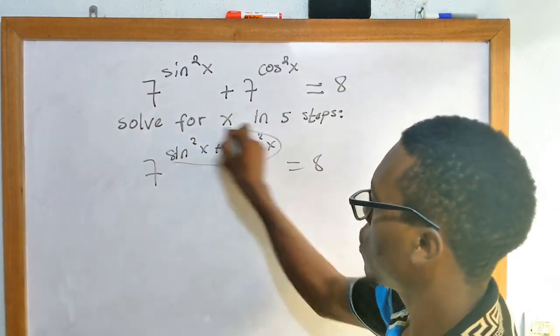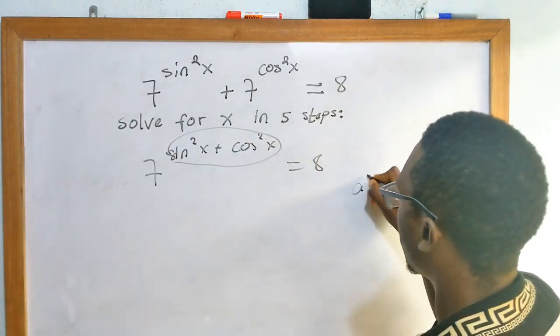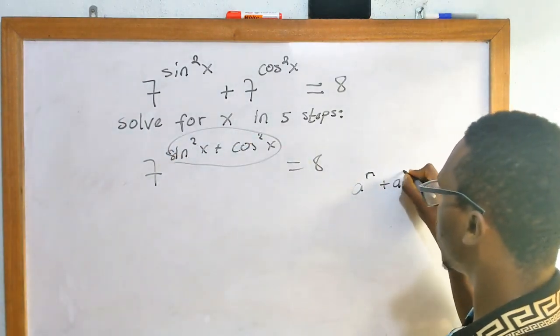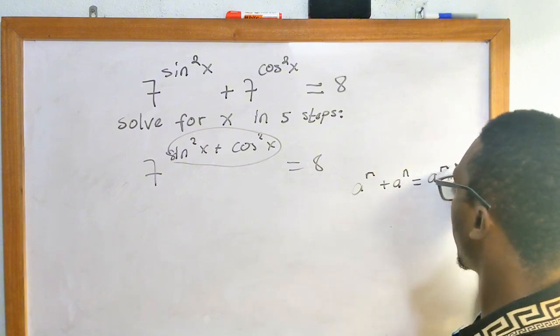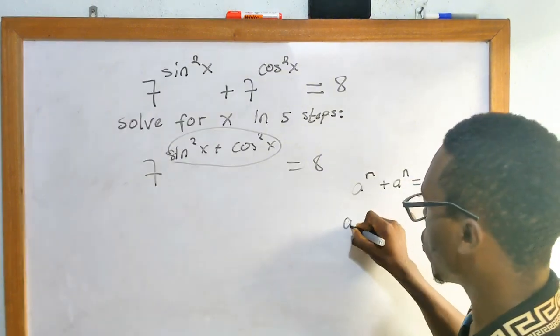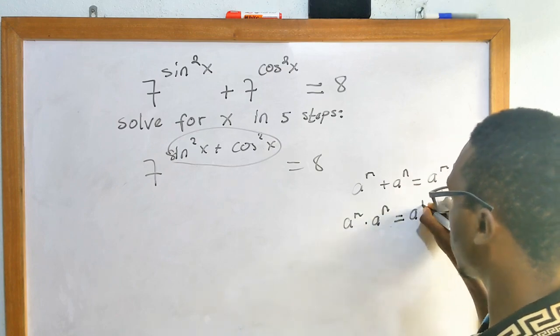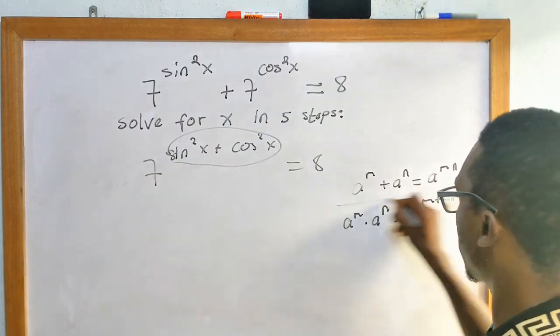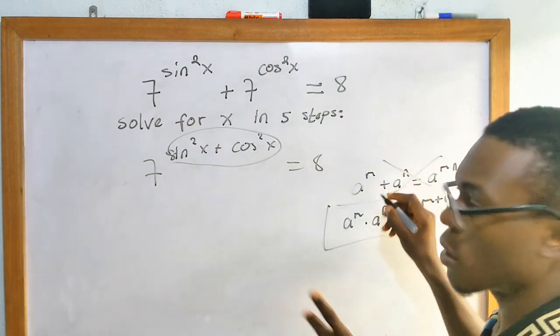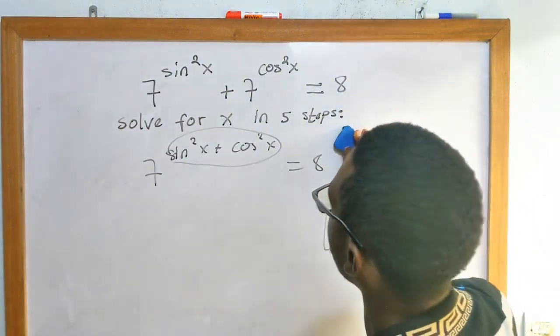This can't go. This is not the solution, because if you have a to the power m plus a to the power n, it's not equal to a to the power m plus n. But in case you have a to the power m times a to the power n, that will be equal to a to the power m plus n. This is what we have, not this one. Take that into consideration, then let's solve it together.